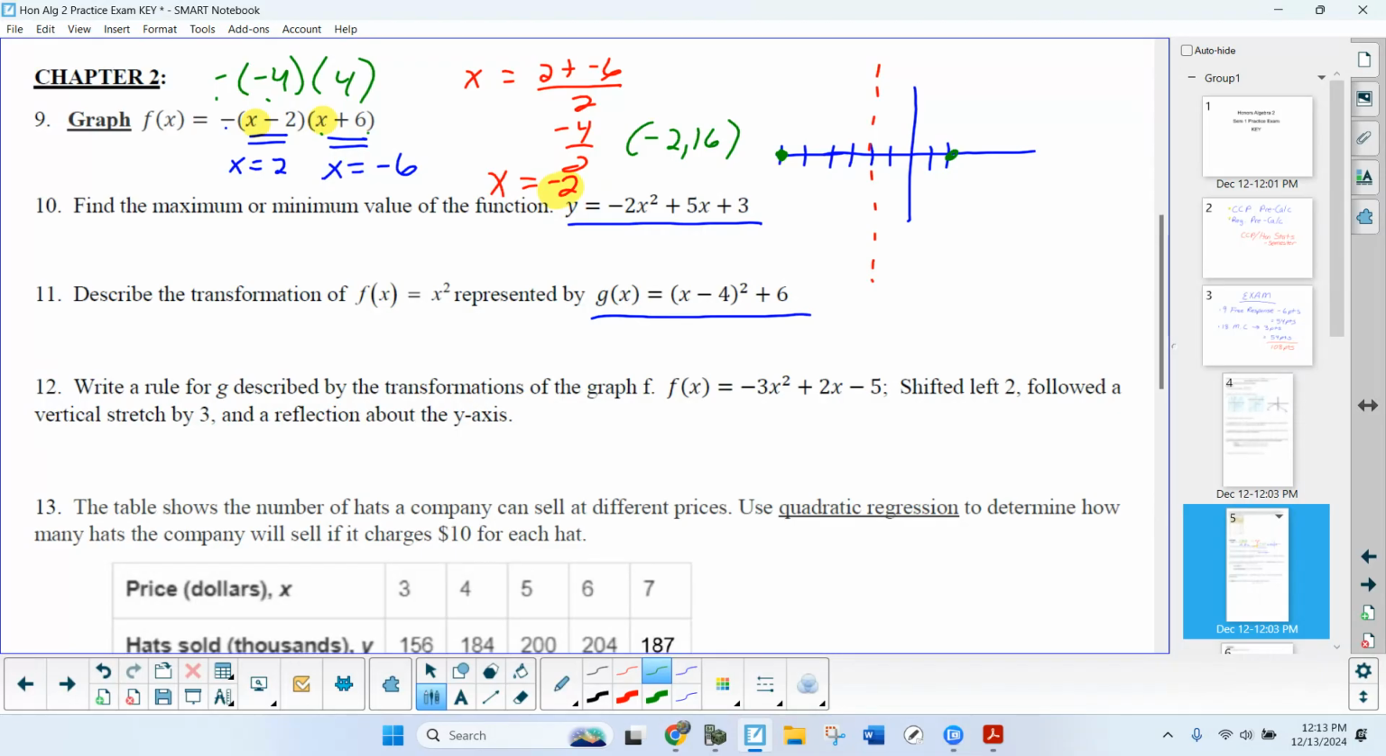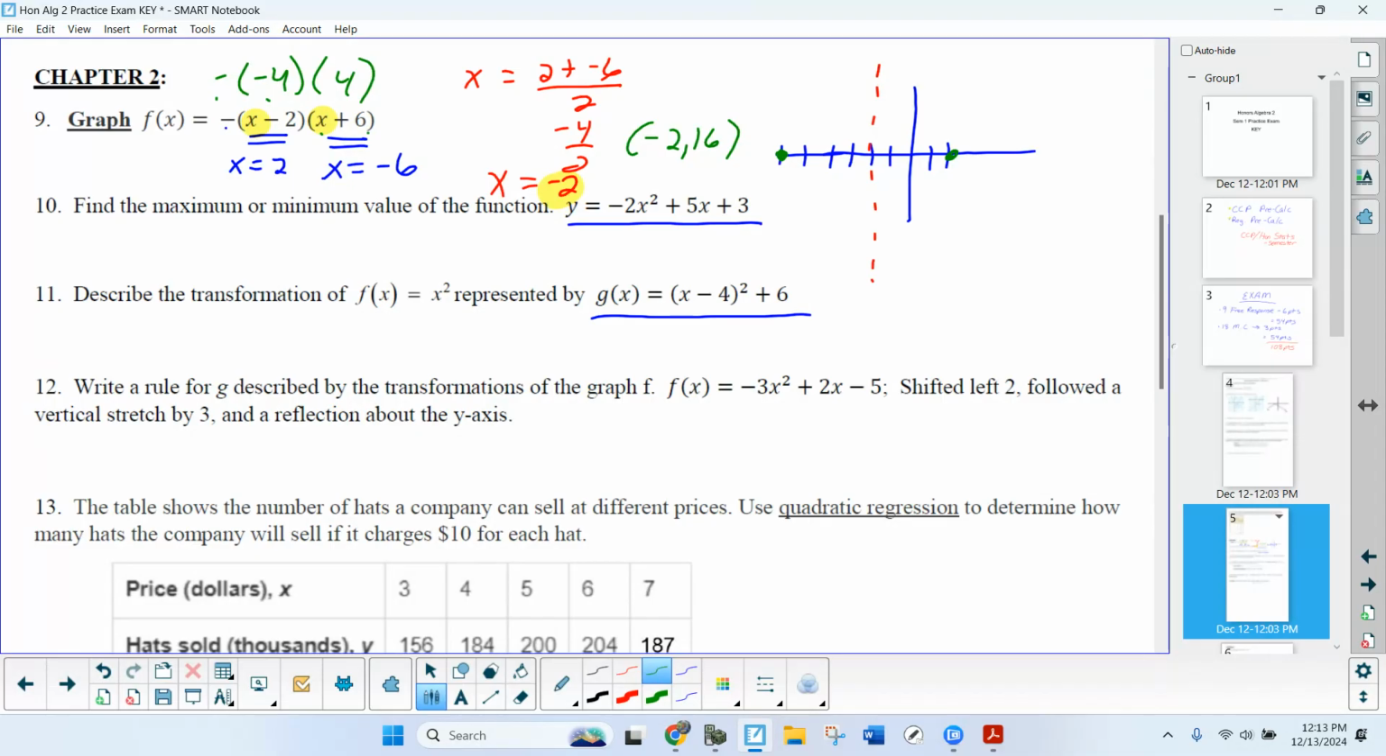I graph my function. Now, could you have picked one more point if I asked for 5 points? Could you have picked one more point between 2 and negative 2? Yeah. Okay, questions now. Is that a good enough explanation on 9? Yeah. How about 10, finding the max or the min?